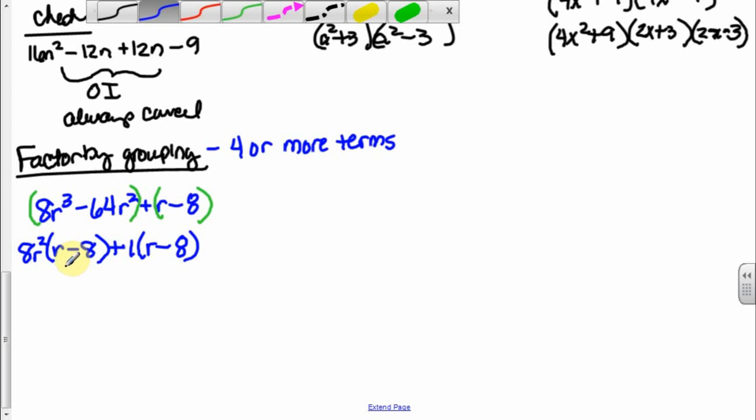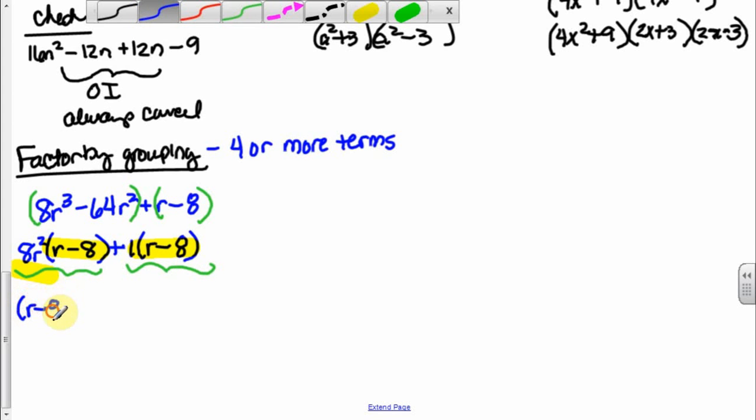Then you should notice that these 2 terms have a common factor of r minus 8. Y'all, this is one term and this is 1 term because there's the plus sign that's separating those 2 terms. So now you think about it as what's the GCF of these 2 terms? Well, they both have an r minus 8 in common. So you're going to pull the r minus 8 off to the front.